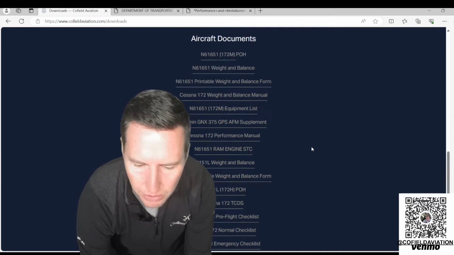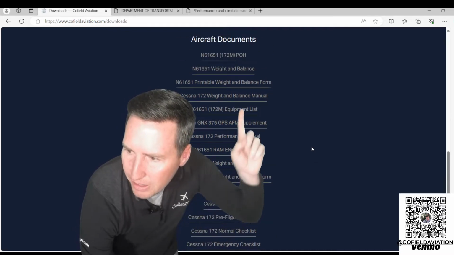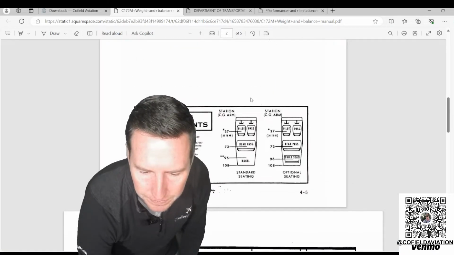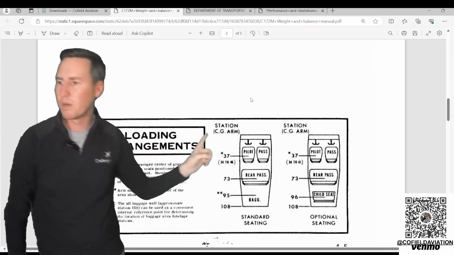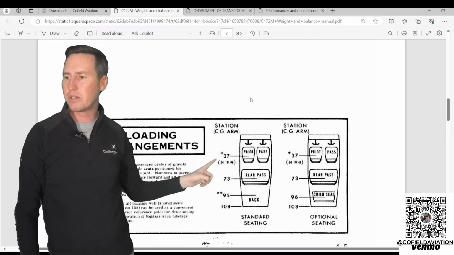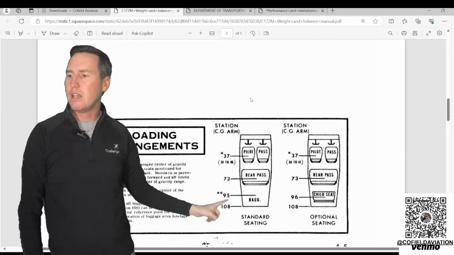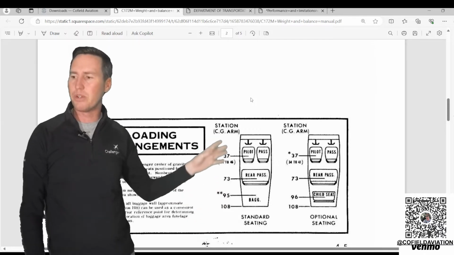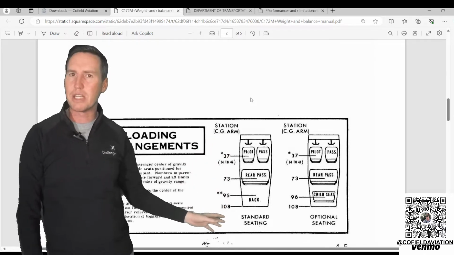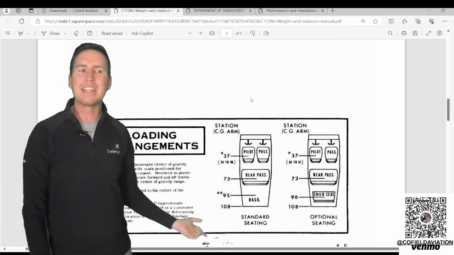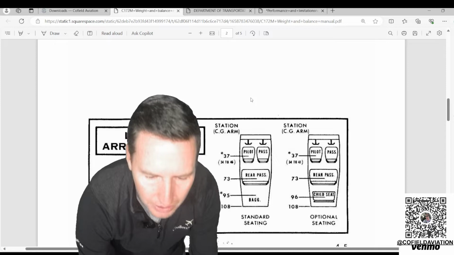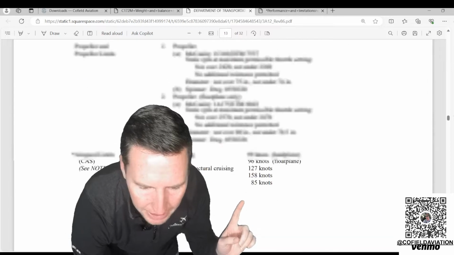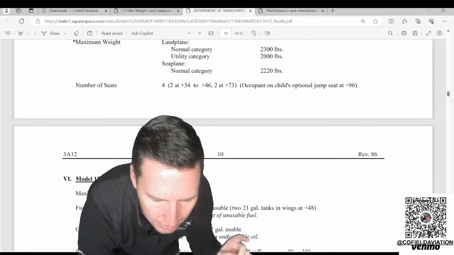So I'm going to go to the weight and balance manual, which is right here. And there it is right there. So there's where we're getting that 37. You see pilot and front passenger 37, rear passenger 73, baggage 95, and then aft baggage 108. Okay, so I'm not going to reference that again. I'm just going to show you this is where you're getting all of that information. However, it's lacking one thing. It's lacking the fuel. All right, so let me show you here. So we're back at the type certificate data sheet. I'm going to go to the make and model.